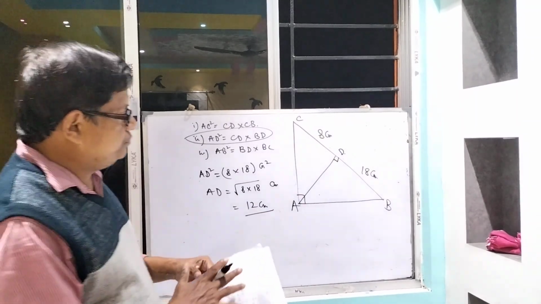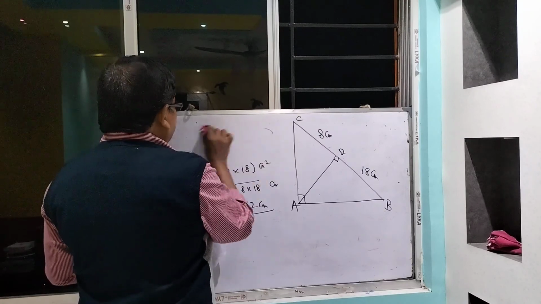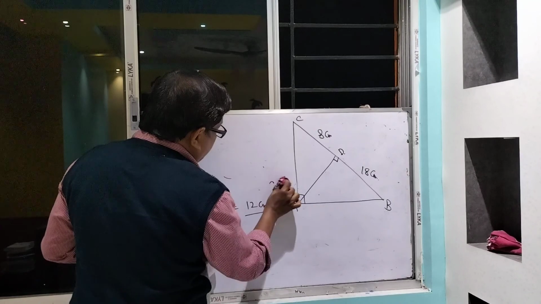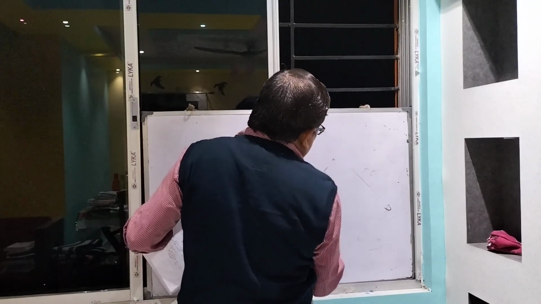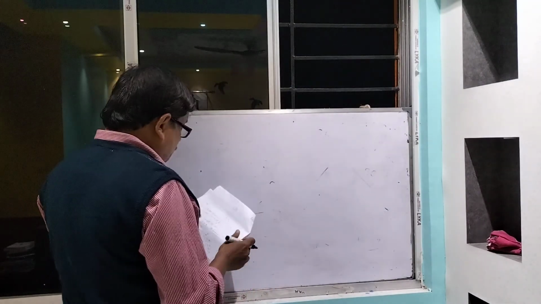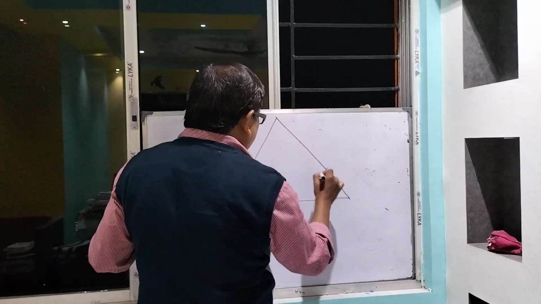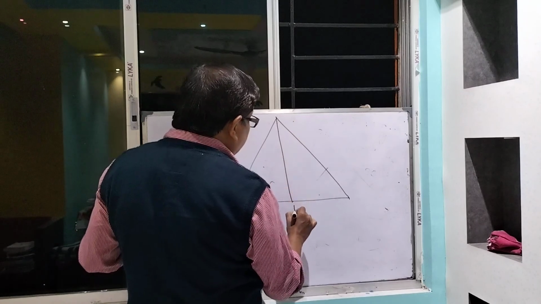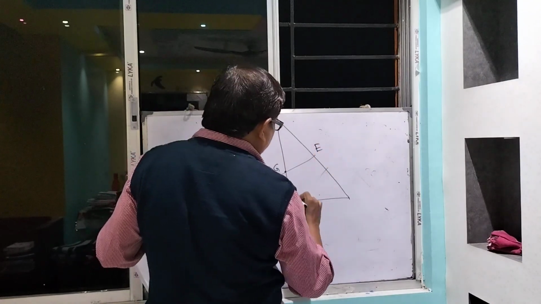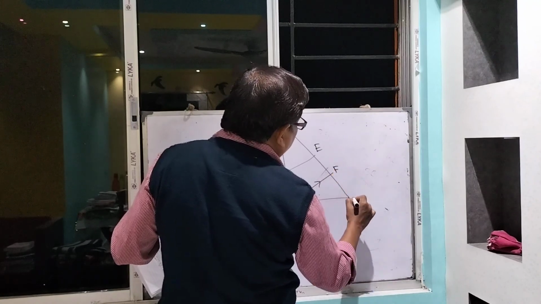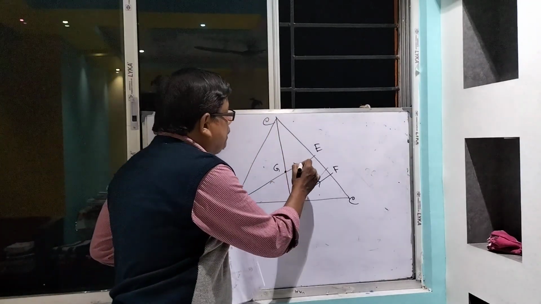And this one, question number 12. It is a very common question. This is a median. This is also a median. G is given. Parallel is given. This is a median, and these two are parallel.